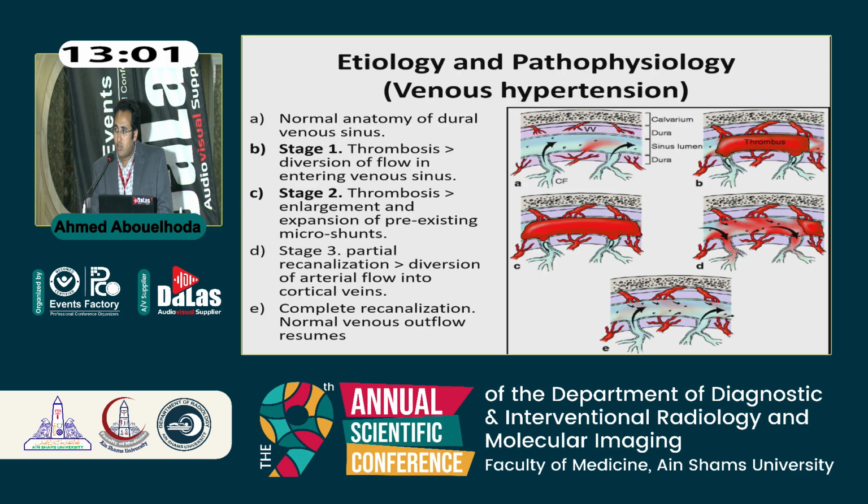It's a multi-staged pathophysiology, starting with thrombosis. Here you can see thrombosis inside the veins, shifting the flow, then the enlargement and expansion of these pre-existing microshunts, leading to, here in image D, recanalization and diversion of the arterial flow into the cortical veins, ending in complete recanalization of the normal venous outflow with still reflux and expansion of those pre-existing shunts.